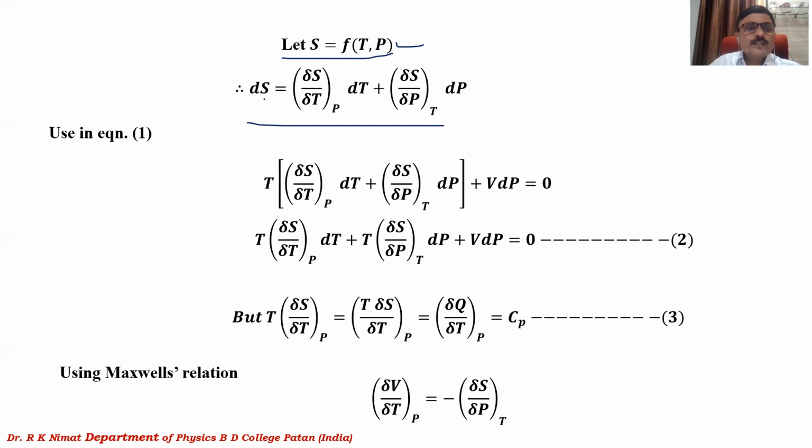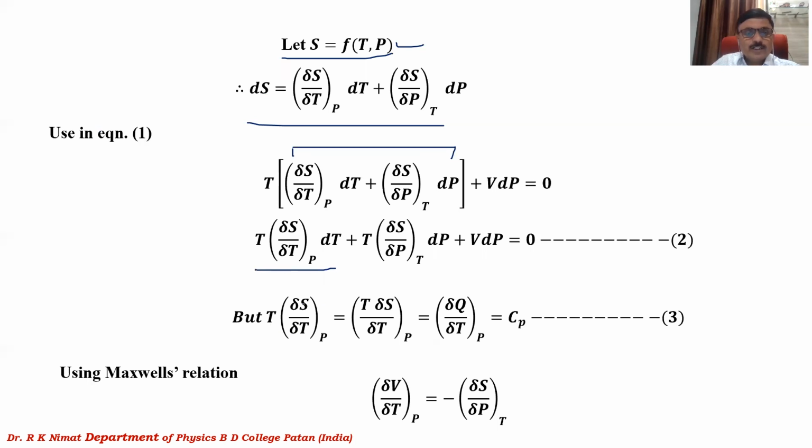If you use the value of dS in equation 1, that is TdS plus VdP is equal to 0, then we write T into the value of dS from our equation plus VdP is equal to 0, and multiply the T into these two terms. You will get T into (delta S by delta T) at constant P into dT plus T into (delta S by delta P) at constant T into dP plus VdP is equal to 0. Now let us consider this term.